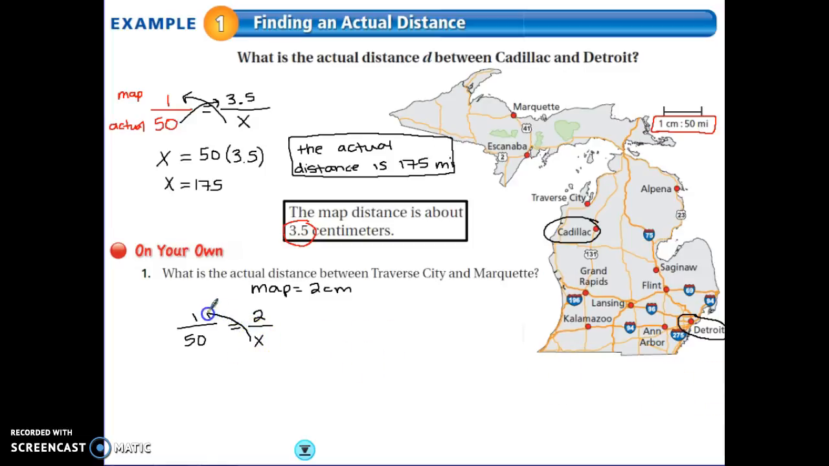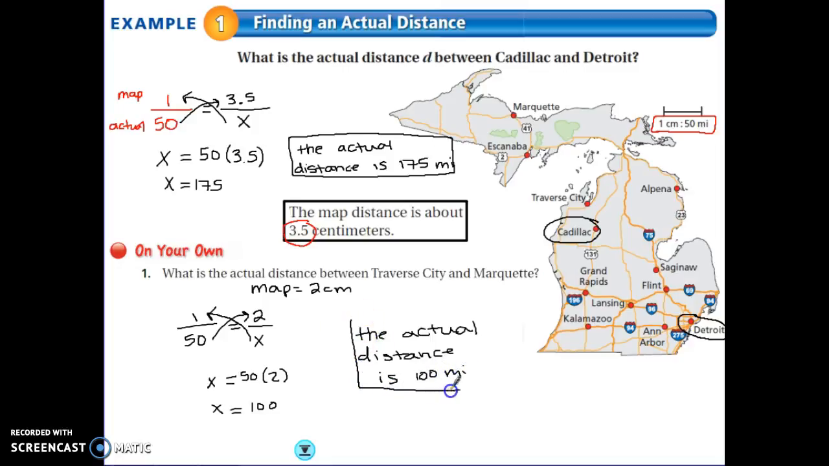When we cross multiply, x times 1 is x, and that's equal to 50 times 2. So x is equal to 50 times 2, which is 100, meaning that the actual distance between those two cities is 100 miles. And that would be your final answer for On Your Own number 1.